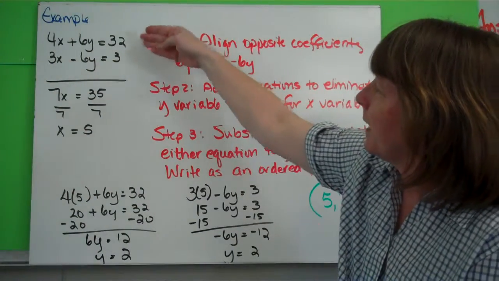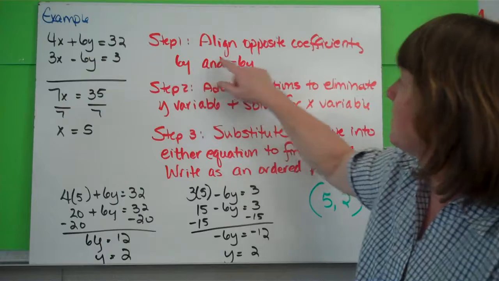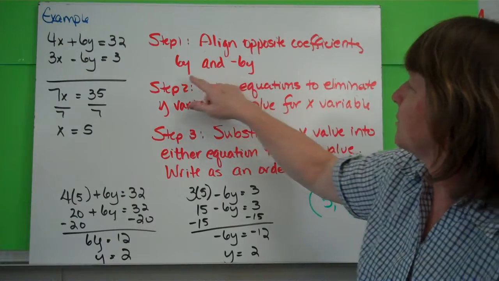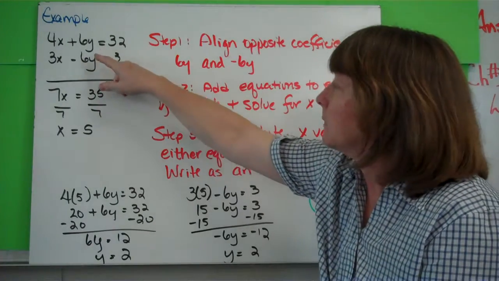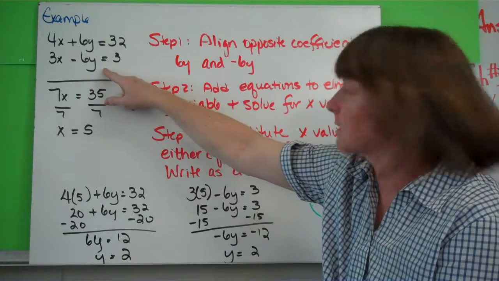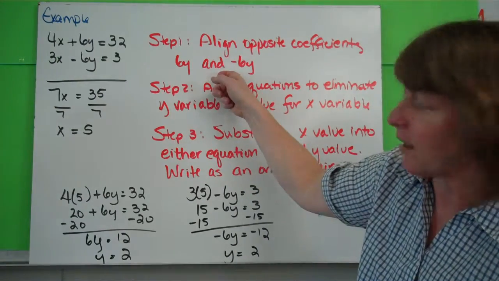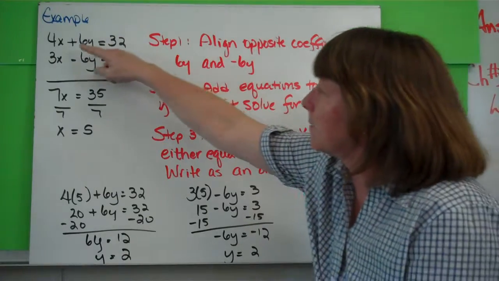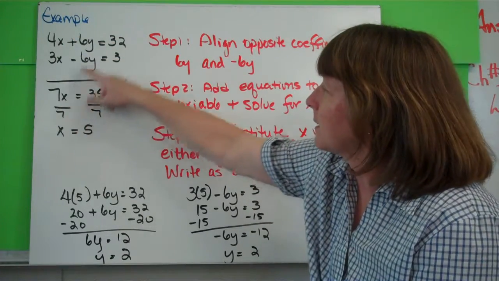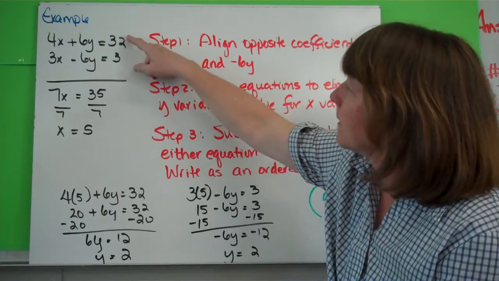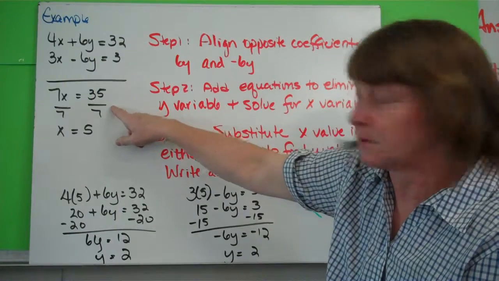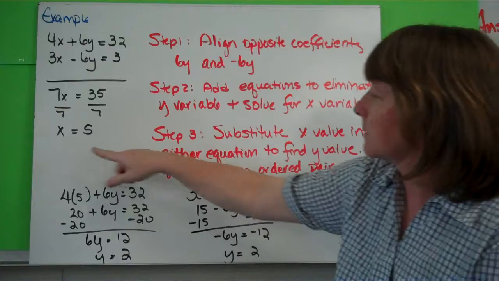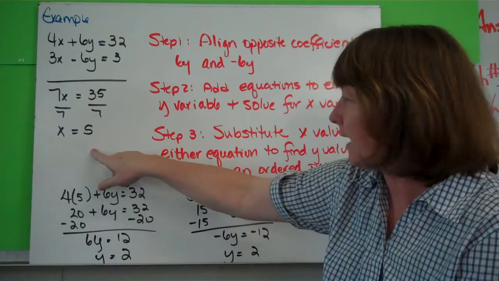An example, we have this system of equations. Step 1, align the opposite coefficients. Well, if you notice here, we have a positive 6 and a negative 6. They're already aligned. We don't have to do anything. Step 2, add the equations. So when we add them, 4 plus 3 is 7x. These drop out. 32 plus 3 is 35. Solve for the variable x, divide by 7, and we get 5.